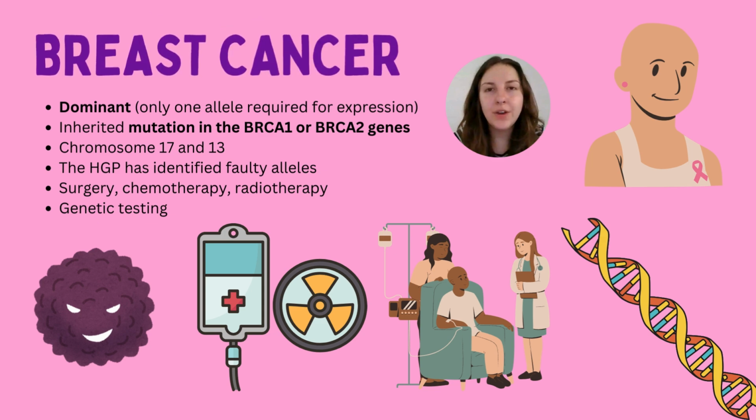So breast cancer is another genetic condition we're going to talk about, and you need to know a bit of detail about. It's actually a dominant condition, meaning only one of those inherited for breast cancer to develop in an individual. And this is an inherited mutation of two different genes, either BRCA1 or BRCA2 or both. And these genes are found on chromosome 17 in the case of BRCA1 and chromosome 13 in the case of BRCA2. Now, what do these genes do?